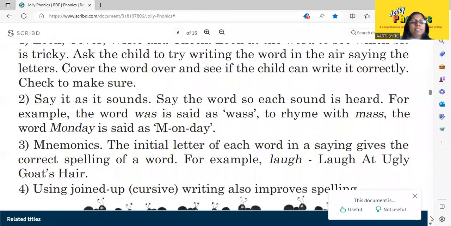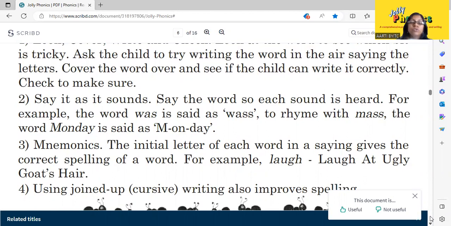Say it as it sounds. Very simple. If I say it as the sound, say the word so each sound is heard, right? So I have to understand every sound. For example, the word "was" is said as "was", to rhyme with "mass", right? So the word Monday is said as "Munday".